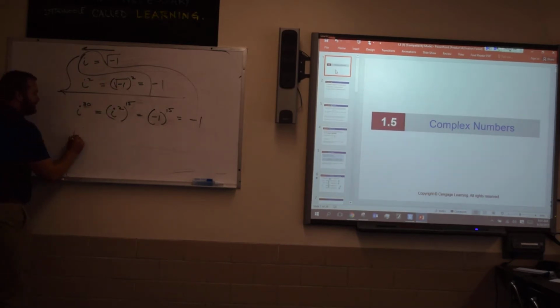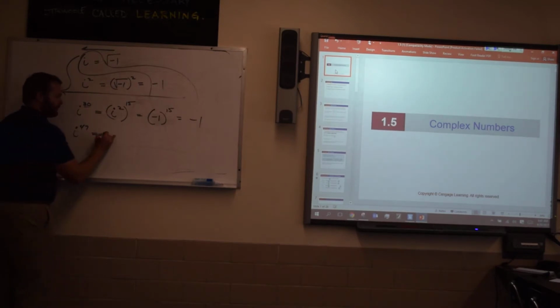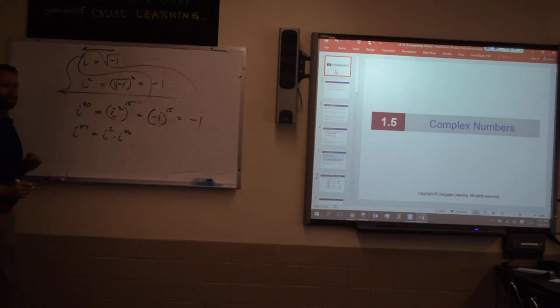But if I have i to the, let's say, 47th, okay? You want to do it a little bit differently. This way, because it's odd, right? 47 doesn't evenly divide by 2. So if it doesn't evenly divide by 2, I can't write it as a power of 2 very easily. Okay? So this is what you do. You rewrite it as i to the 1st times i to the 46th. Is that still i to the 47th?